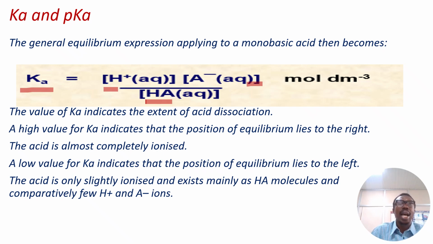It's a weaker acid. So with the value for Ka, we can determine the strength of a weak acid. A high value for Ka indicates that the acid is almost completely ionized. That means it ionizes completely, which is stronger. Then a low value for Ka indicates that the acid ionizes partially, which is weaker. So it's as simple as ABC.